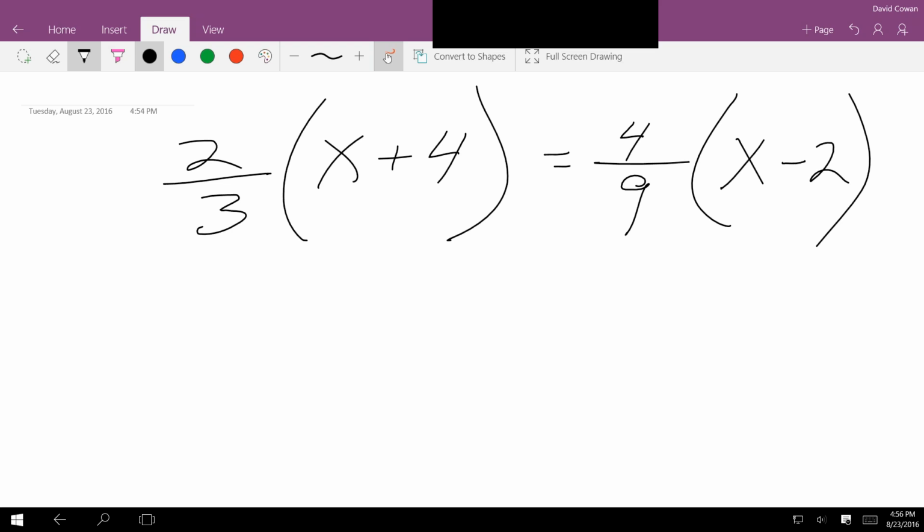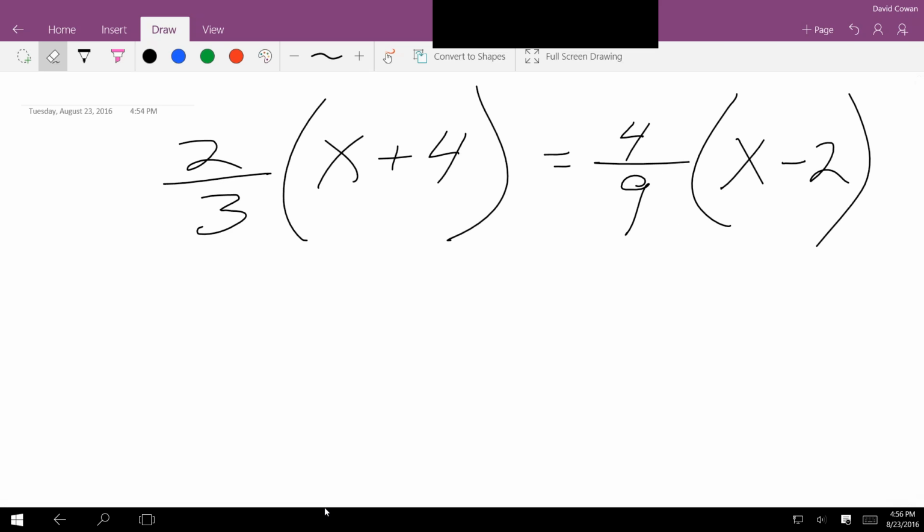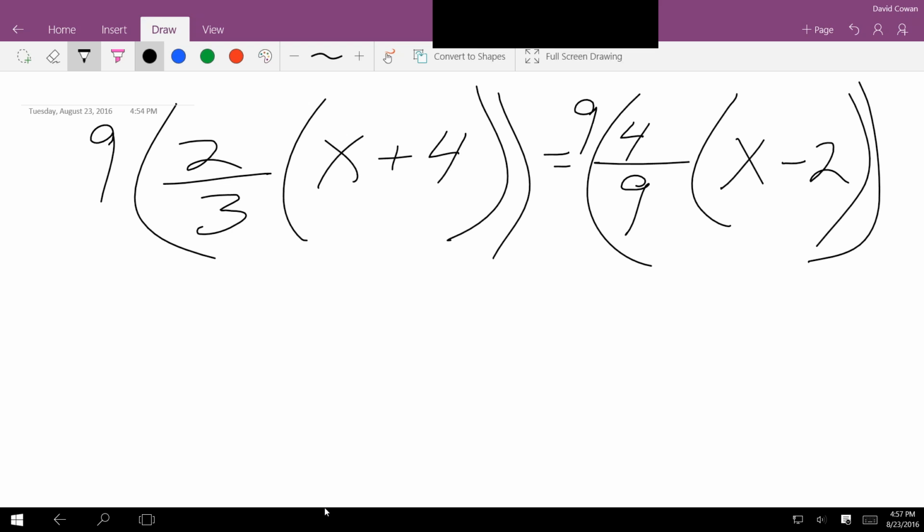I don't know. How about if I multiply both sides by the least common denominator between that and that? What's the least common denominator between those two numbers? 4, 9. Oh, yeah. In other words, it has to be divisible by both numbers. Okay? Well, how about if I multiply the left side by 9 and the entire right side by 9?